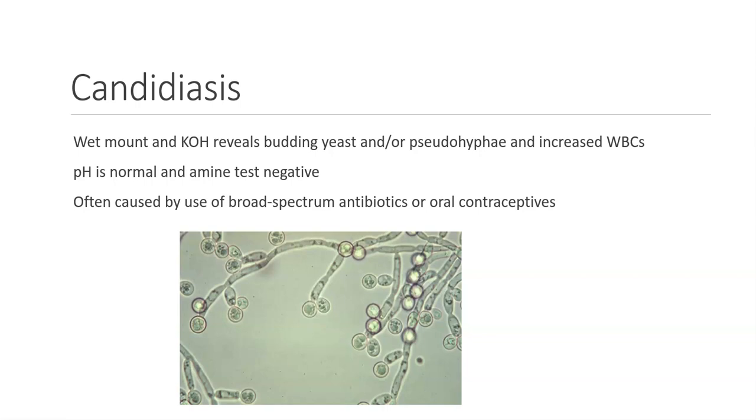The pH is normal and the amine test is negative, and this is often caused by the use of broad-spectrum antibiotics or oral contraceptives. Antibiotics will kill off the normal flora, which will allow overgrowth of the candida. Oral contraceptives can also interact with the normal flora and cause this to be overgrown.